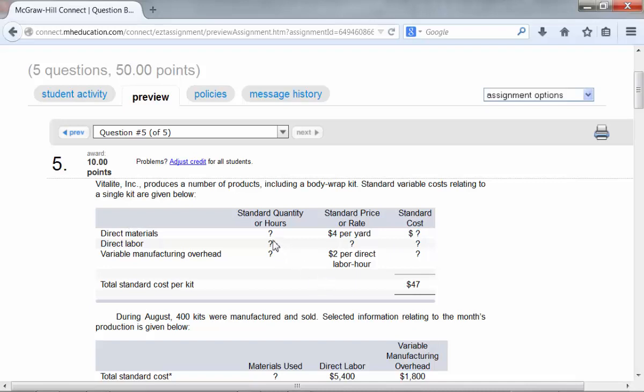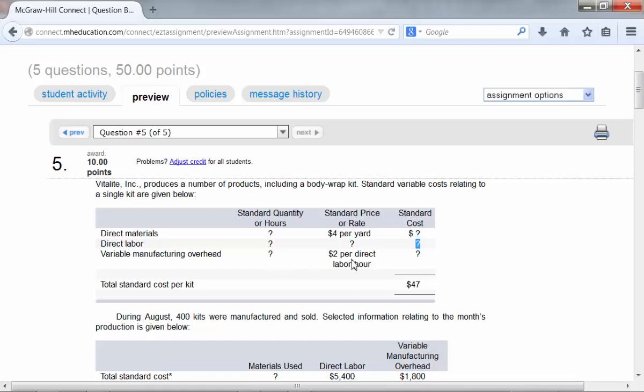And then for labor, right here, this is how many hours it takes in direct labor to make one kit. This is what they pay their employees, or what they should pay their employees per hour. It might not be the same as what they actually paid them per hour. This is the standard rate. It's what the standard calls for. It's sort of an average of all their employees' wage rates. Some employees are more senior, they make more per hour. Others are new employees, they make less per hour. This would represent the average. And then this would just be the cost for labor for one kit.